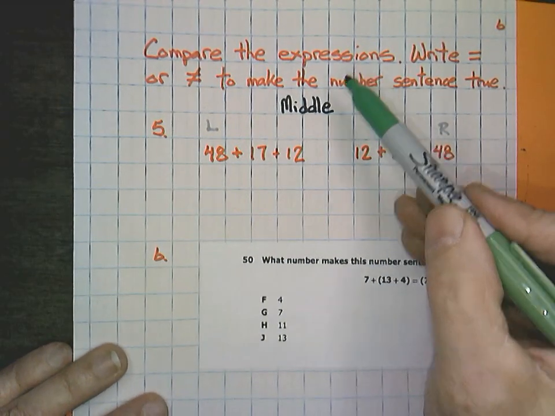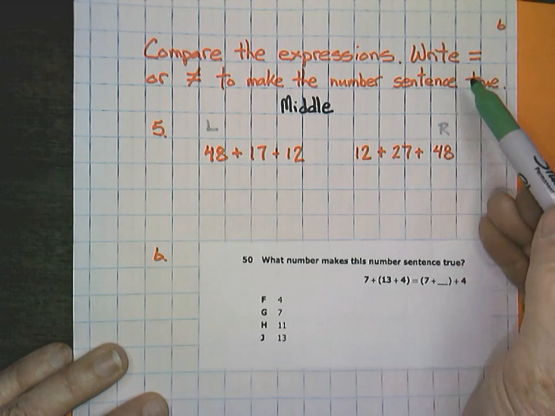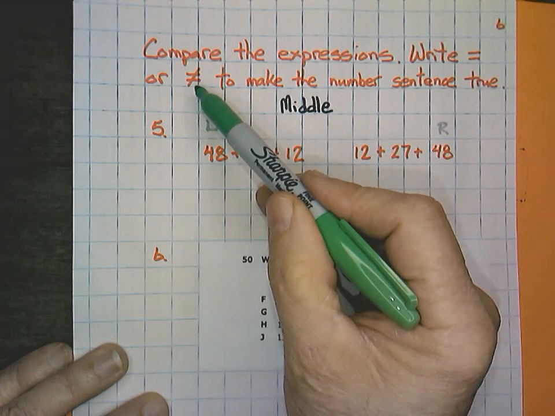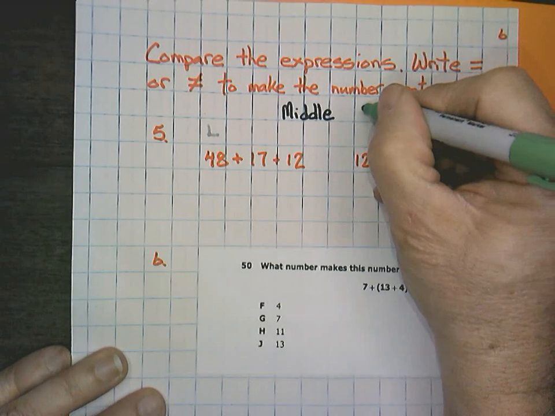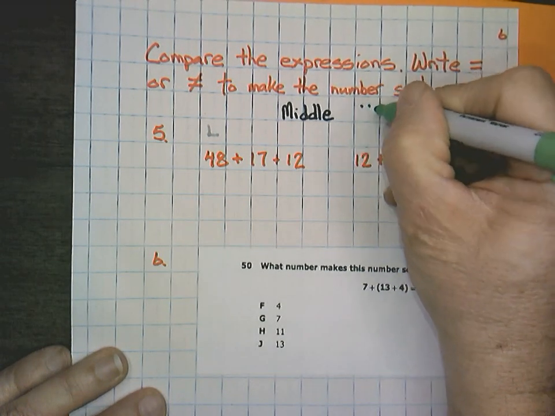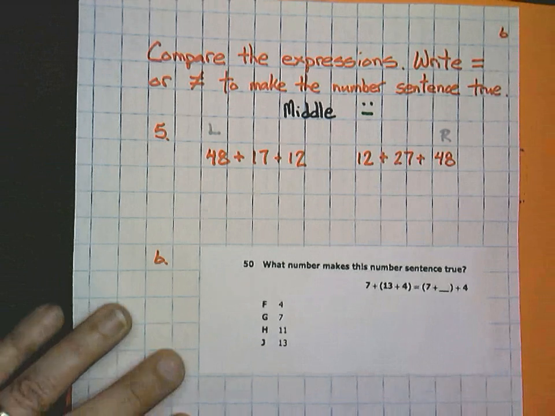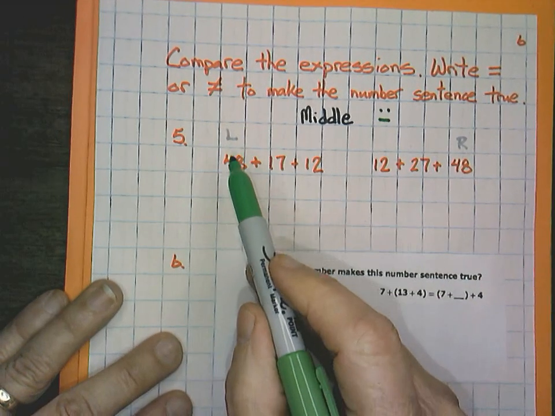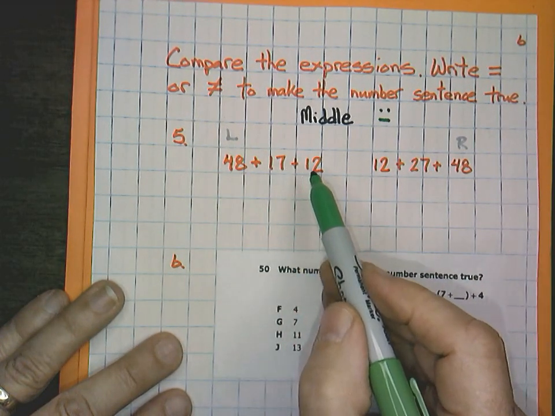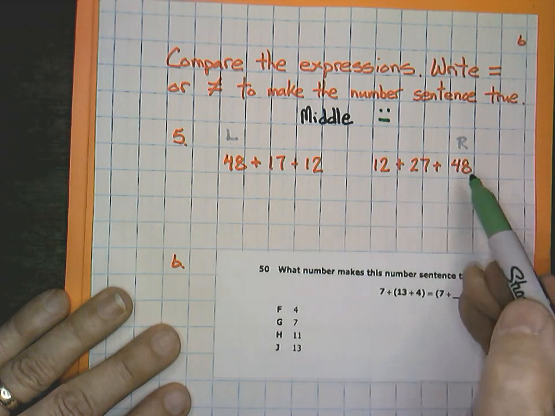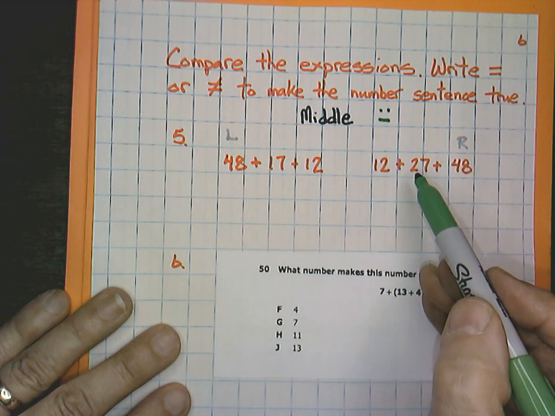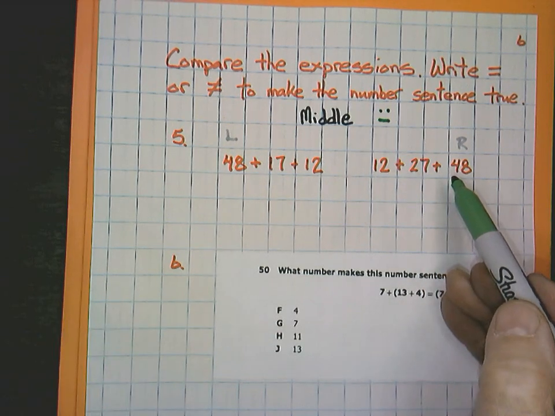Compare the expressions. These again are expressions. Write equal or not equal to make the number sentence true. These are middle problems, so I'll draw my middle face. On the left, 48 plus 17 plus 12, and we're comparing that to the expression on the right, 12 plus 27 plus 48.